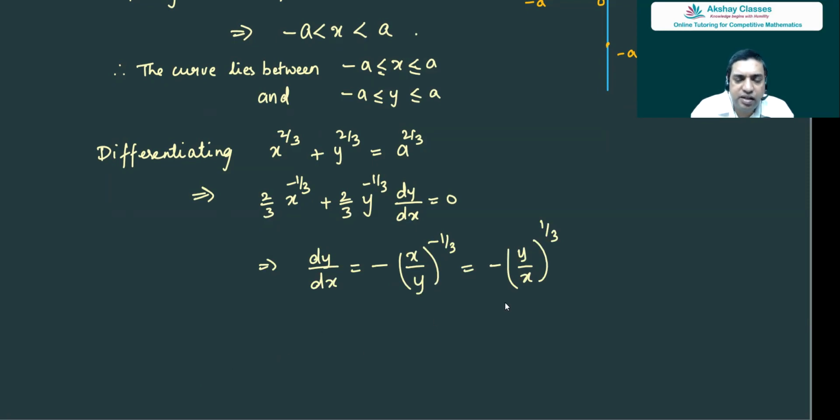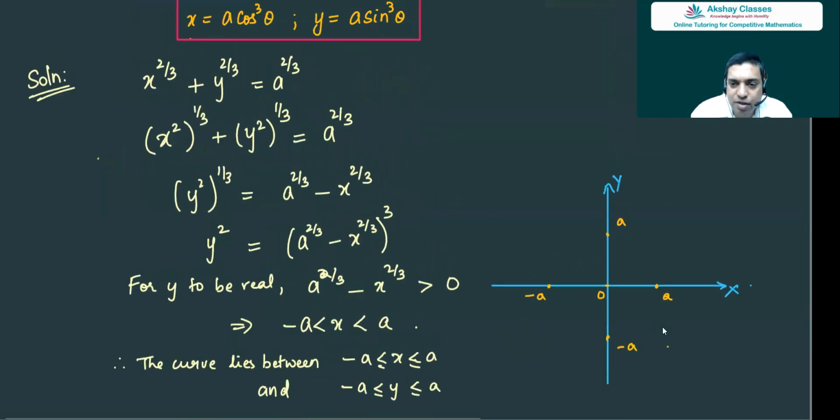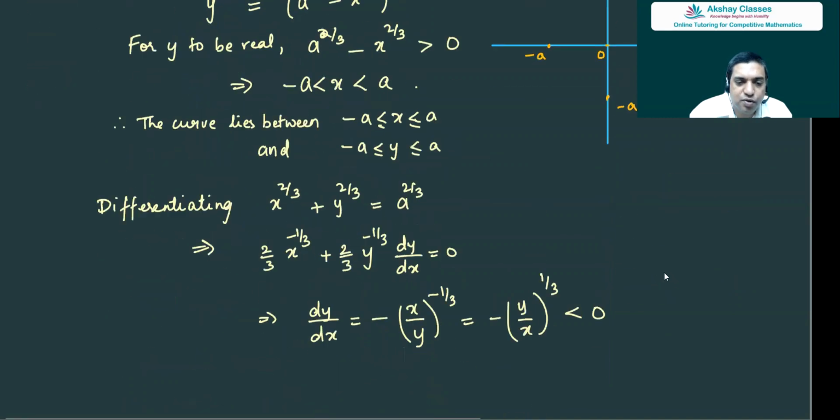So in the first quadrant, x and y both are positive. So dy by dx will be negative. So it's a decreasing function. That is sure, because at x equal to 0, it is a, and at x equal to a, the value of the function is 0. So you will get a curve like this. Now, whether it is a concave curve or convex curve, that is what we have to look for.